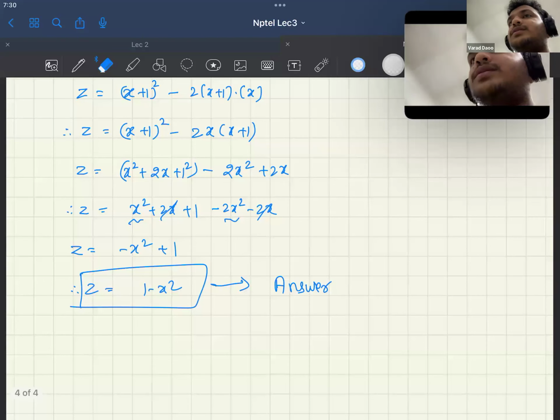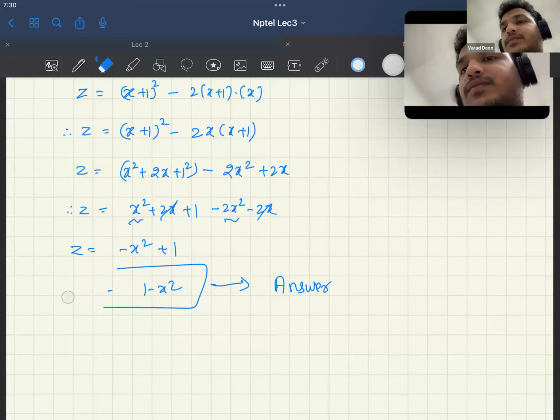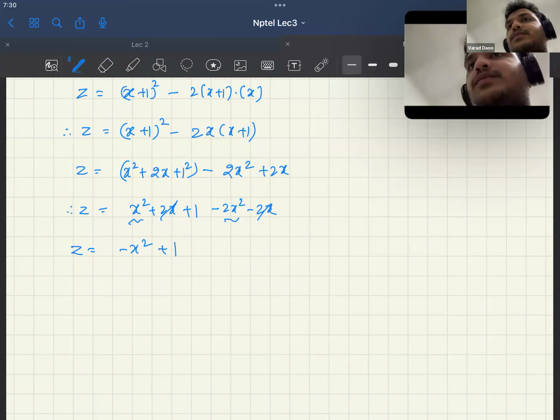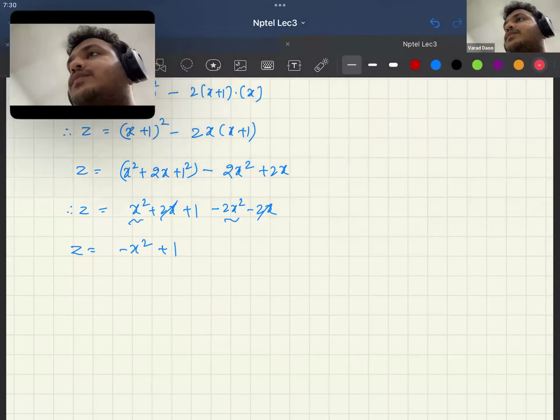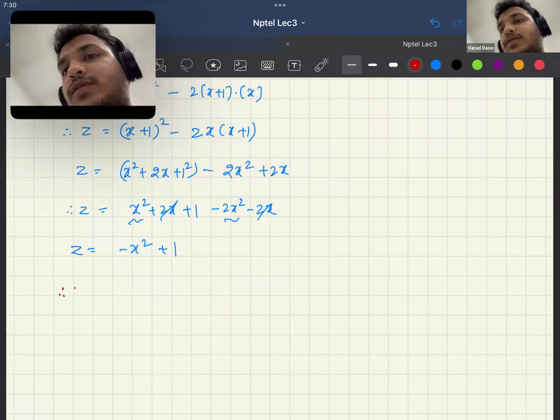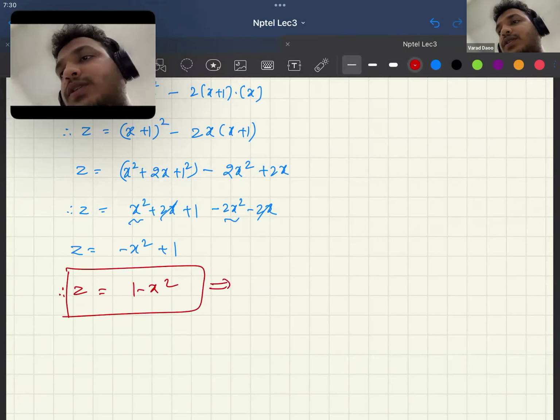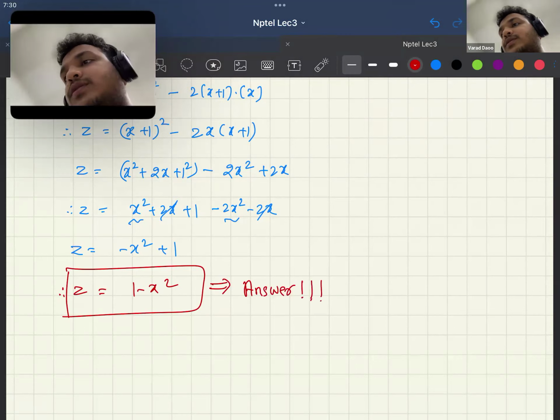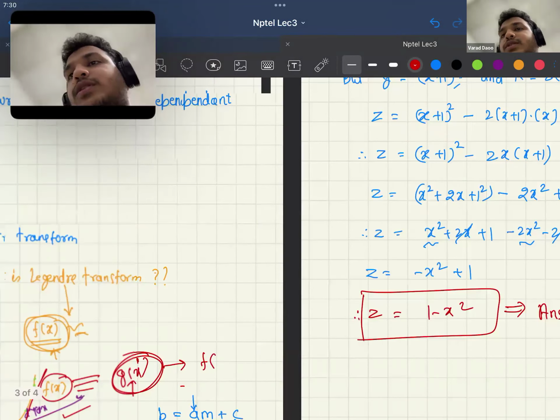So this is the answer, and therefore z equals 1 minus x square. And what is the option? 1 minus x square. So option D is the correct answer.